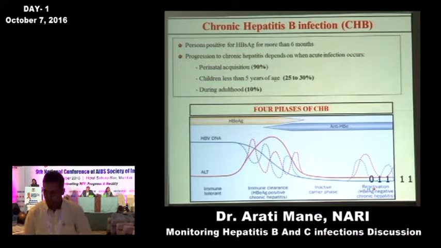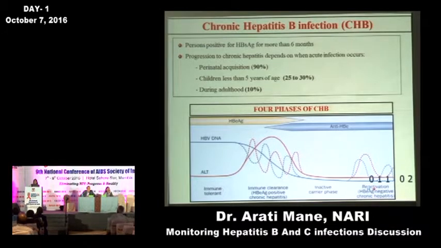Now let us go on to chronic hepatitis B. Identification of this infection is very important because treatment is indicated in these cases. Progression from acute to chronic depends on when a person acquires acute infection. If he acquires it in the perinatal phase, 90% of them are likely to proceed to chronicity. If the person has acquired it in less than 5 years, 25 to 30% will go into chronic infection, while if the infection is acquired in adulthood, it's only 10% who will go into chronicity.